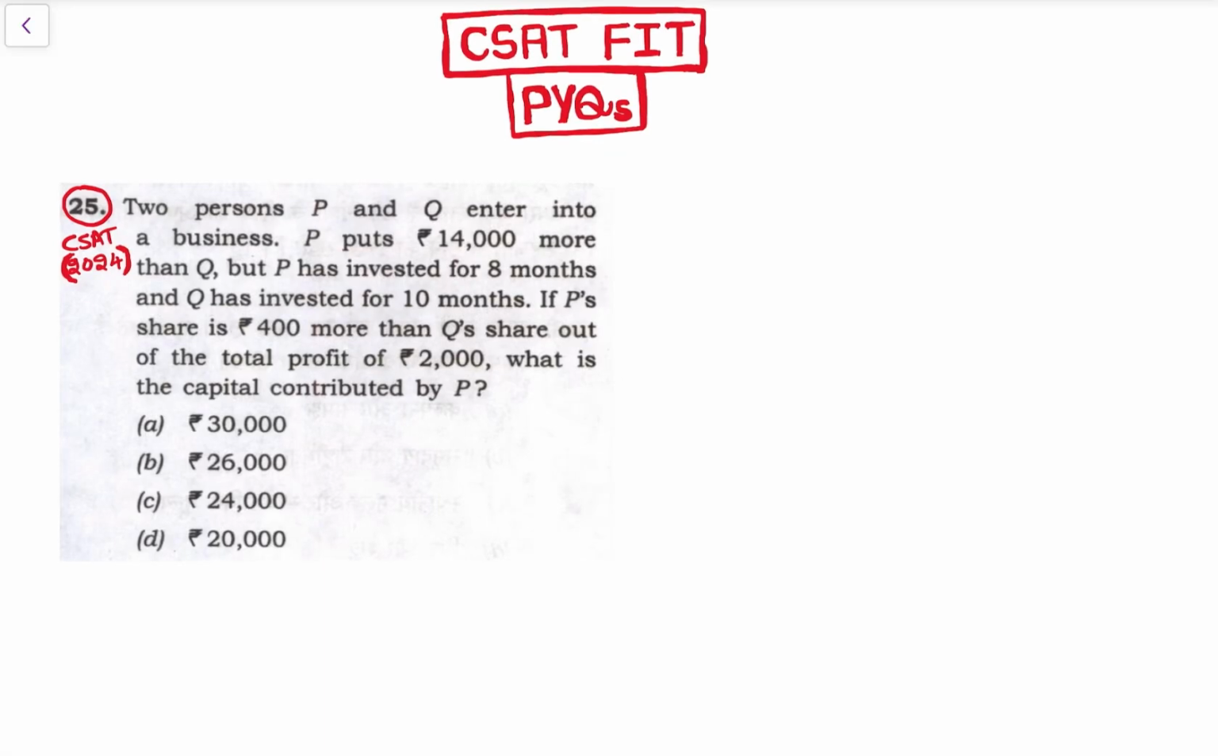This is a question asked in the CSAT paper 2024. It is a question on partnership and ratio, based on profit and loss concepts. Very important concept. So now let's discuss the question.